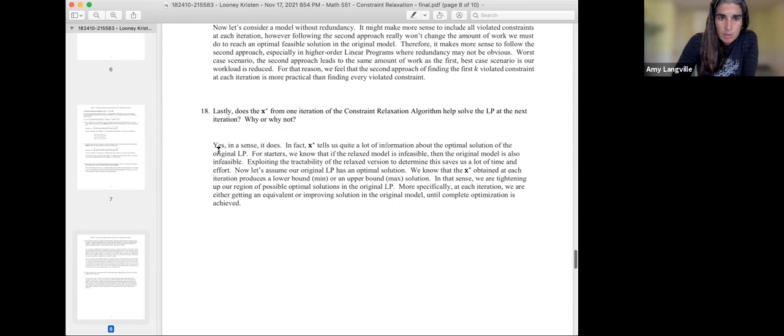And then the last one I wanted to talk about, does the X start from one iteration to another help? And it's not obvious that it does, but I just like this group's solution.